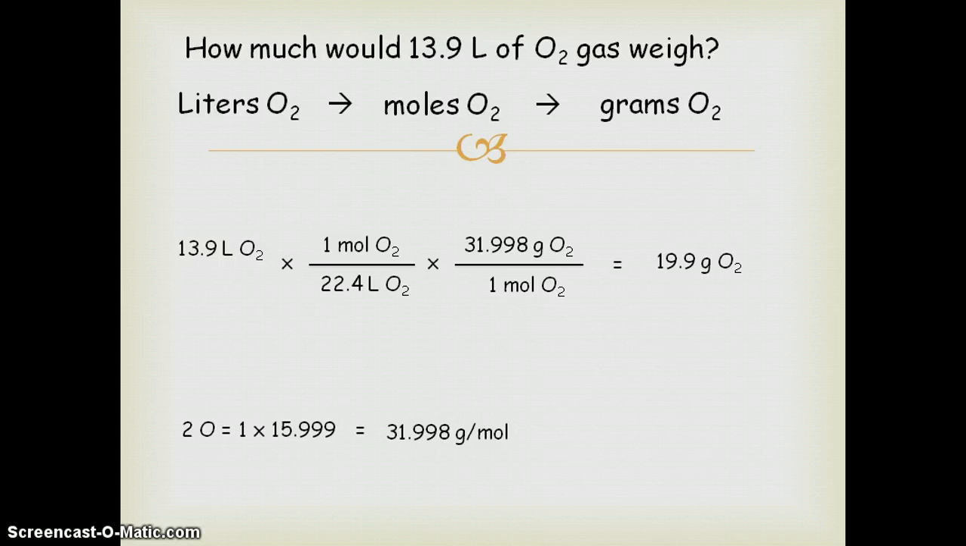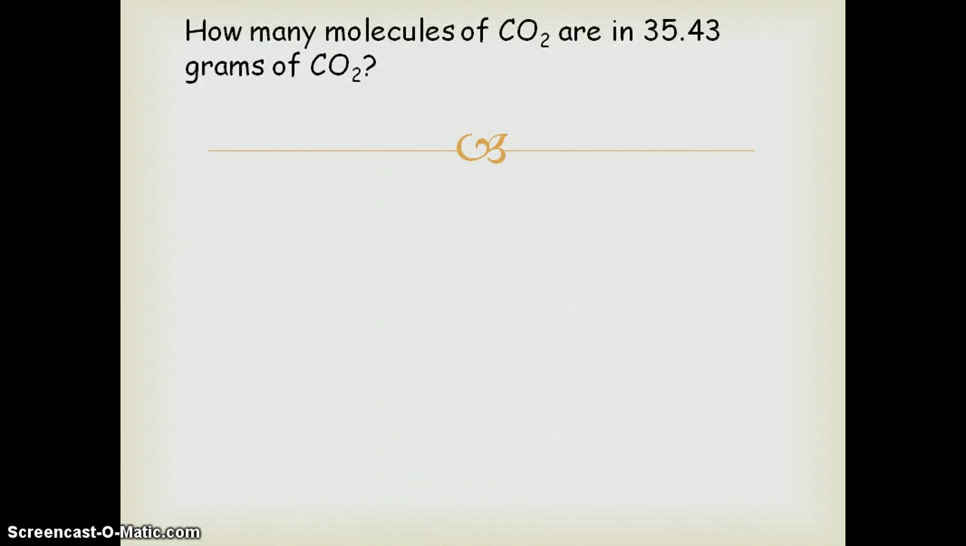Okay. We're going to take a look at another example here, and that would be going from molecules to grams. So, of course, you don't know how many molecules are in a gram of a substance. It looks like we have 35.43 grams of CO2, that's carbon dioxide. So, what we do know is how many grams are in a mole, and how many molecules are in a mole.